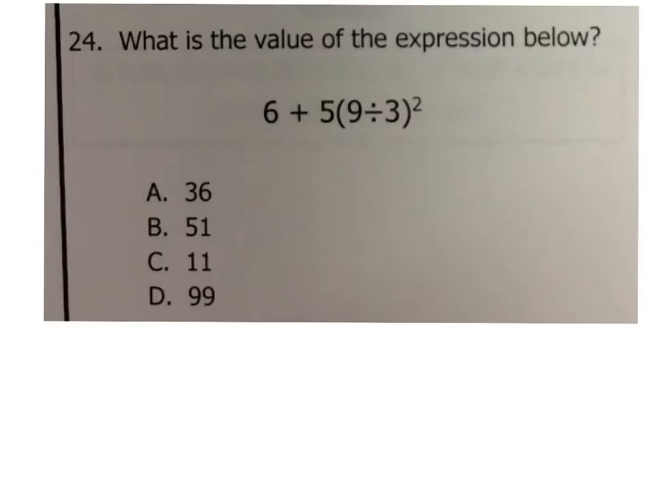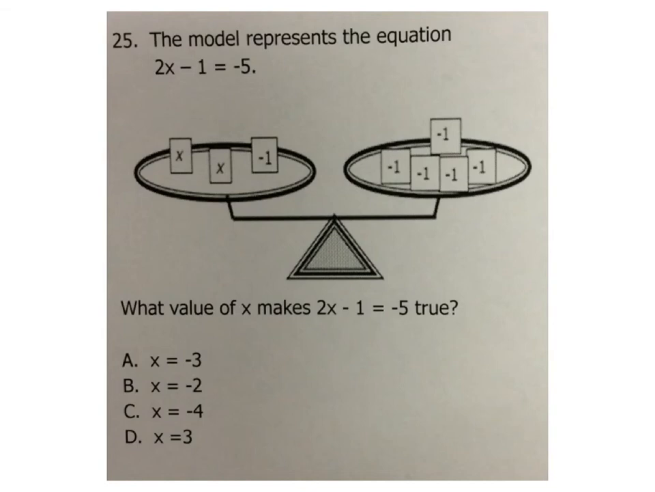24, you had to solve this expression, starting with parentheses. 9 divided by 3 is 3. Rewrite the rest of your problem. Next would come exponents. 3 squared is 9. Rewrite the rest of your problem. Next comes multiplication. 5 times 9 is 45, plus 6. And finally, addition, 51.